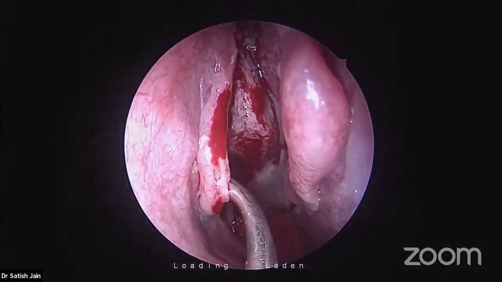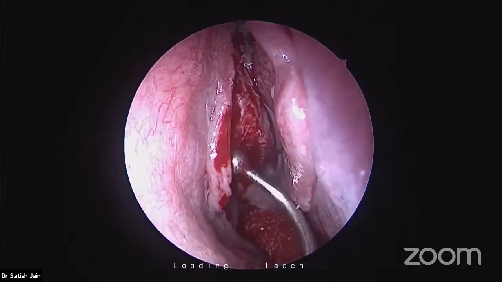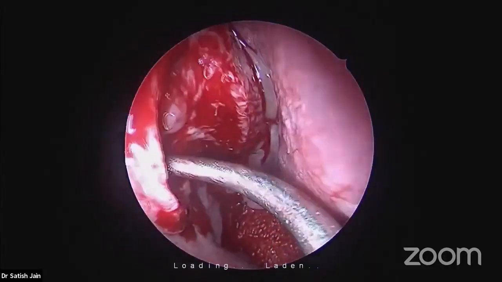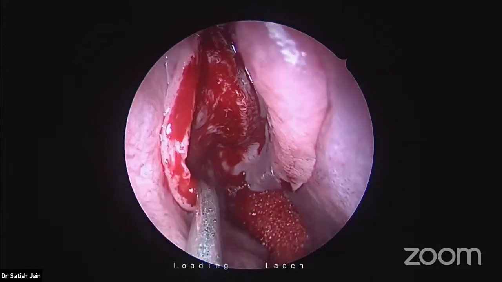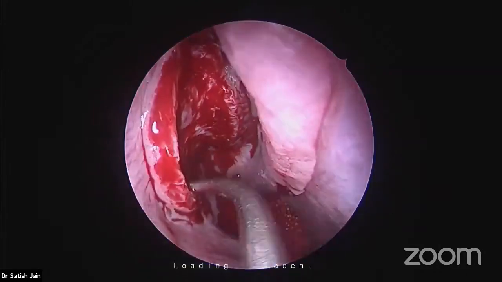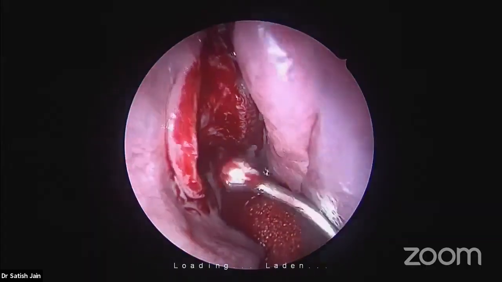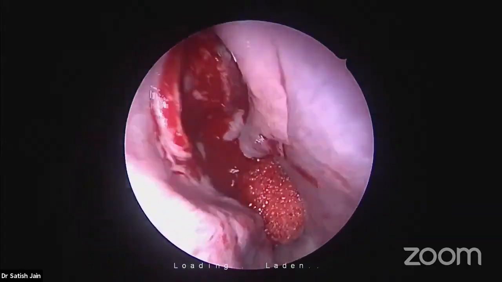See, this is the uncinate, this is the bulla, and in between is a two-dimensional hiatus semilunaris inferioris, okay? And this hiatus leads into a three-dimensional area where my probe is going. That is the infundibulum. And in the infundibulum, laterally, is the ostium of the maxillary sinus. So my goal is to uncover this area completely.